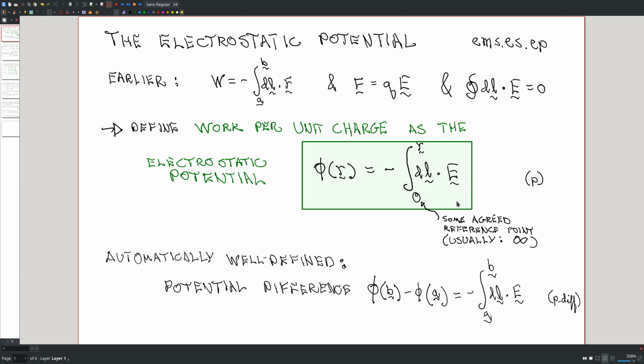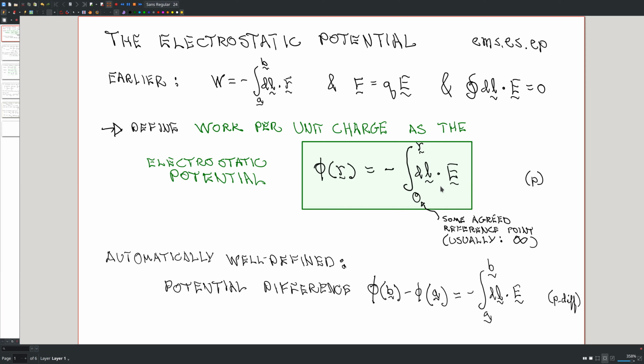Provided the endpoint is the same, I will obtain the very same value for this number. And this number is a scalar because we are integrating along a line and doing the dot scalar product between the field and the displacement along this line. This is the definition of the potential. I really hope that you recall that in detail from your first course in electricity and magnetism.